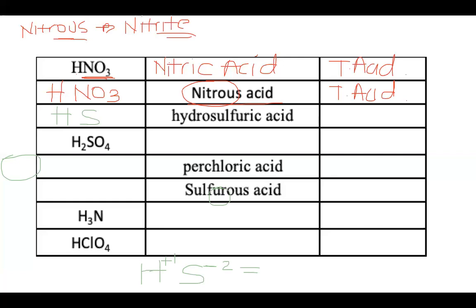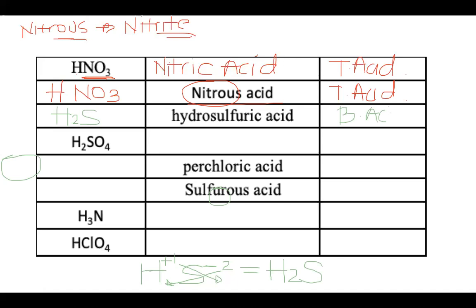So in order to make this balance, what I'm going to do is what we call cross charges. I will pass the number, not the sign, to the bottom of the next element, crossing it. So this one will go here. This 2 will go here, only the number, not the sign, in order to balance it. So this will be H2S, okay? And this is how I'm going to write the formula. H2S is hydrosulfuric acid. If we now check once again the charges, we will see that the sum of the charges is 0. And this is a binary acid.